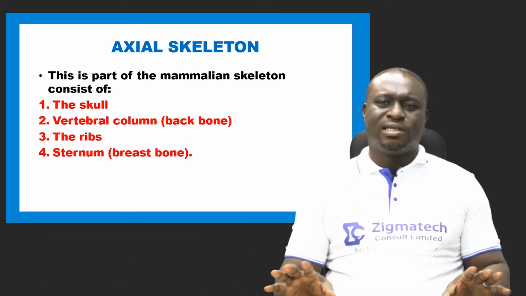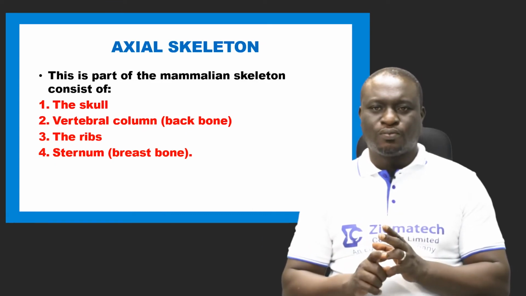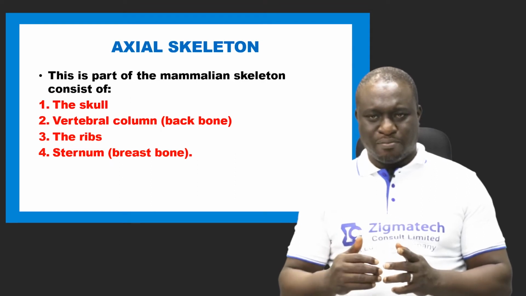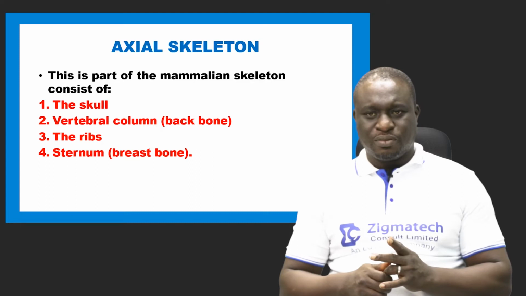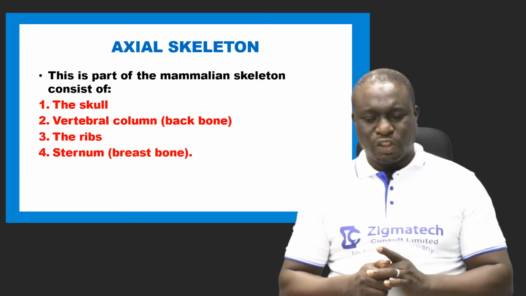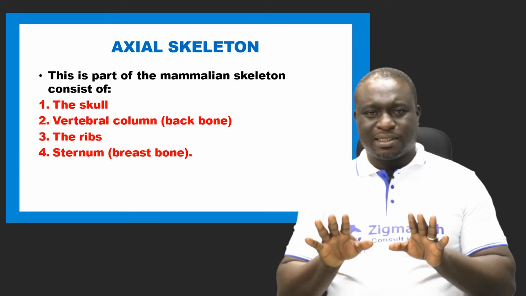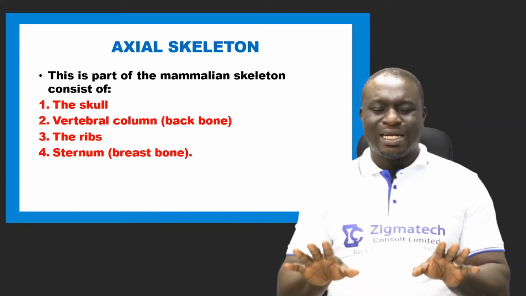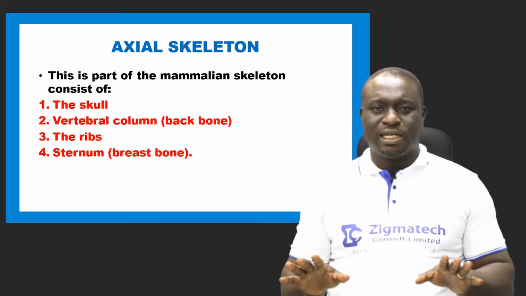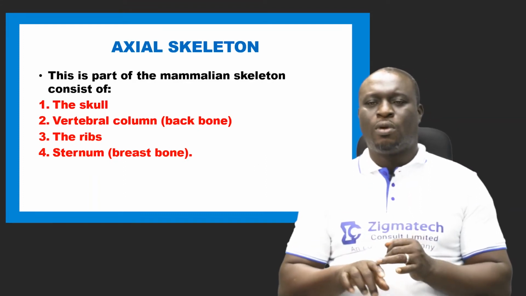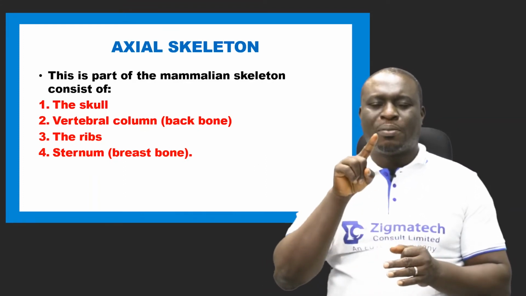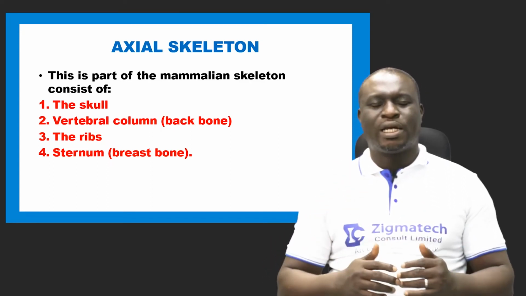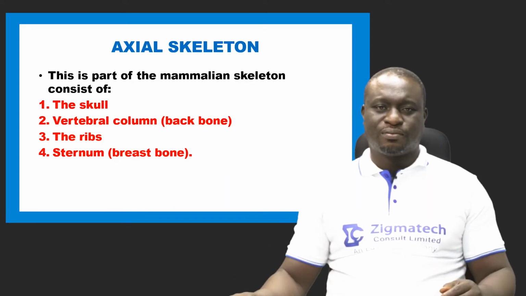Now, the axial skeleton consists of the skull. It consists of the vertebral column, which I told you another name for is backbone. It also consists of the ribs, and then it consists of the sternum. Okay? Now, for our class today, we are going to concentrate strictly on the axial skeleton. So we're going to be talking about the skull, the vertebral column, the ribs as well as the sternum. In subsequent classes, we're going to be looking at the appendicular skeleton.